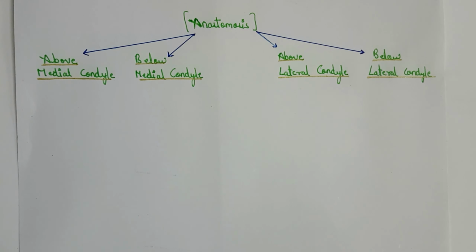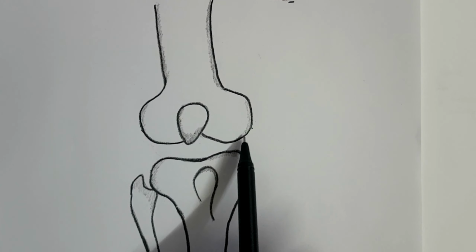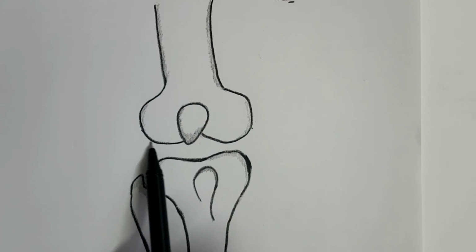The anastomosis around the knee joint is studied under these 4 topics: above the medial condyle, below the medial condyle, and similarly above the lateral condyle and below the lateral condyle of the femur. This is the medial condyle and this is the lateral condyle.